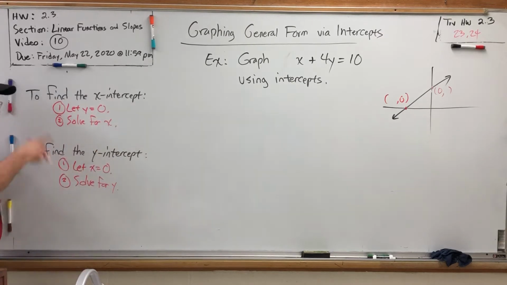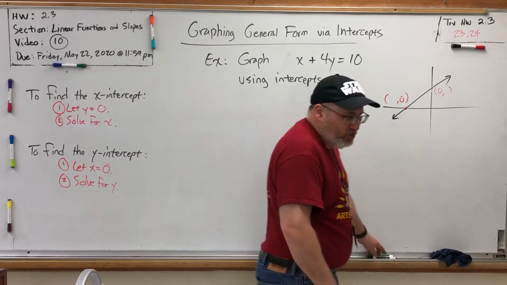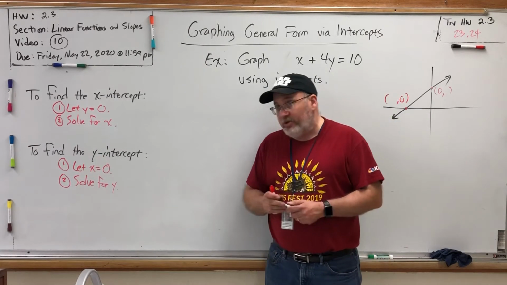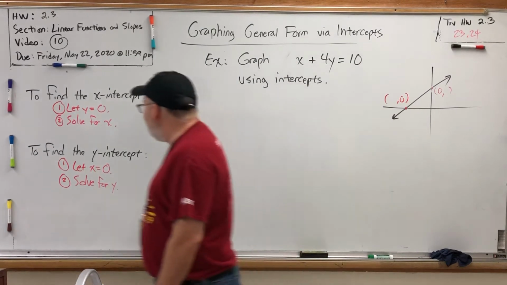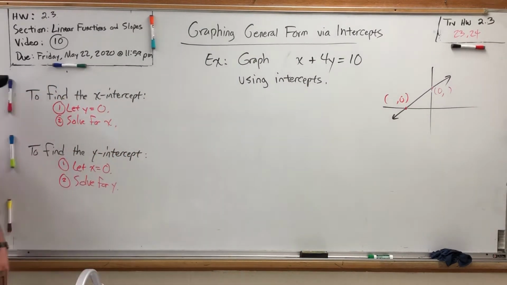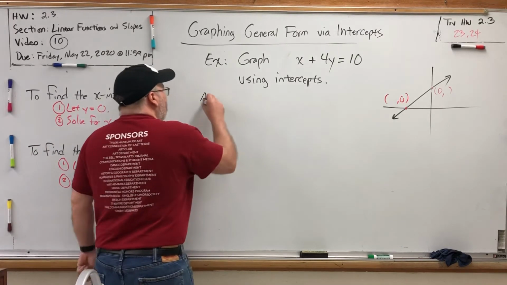And again, this will be a very recurring theme. Every time we look at a new type of function and start graphing it, we will consider intercepts, and we will always spiral back to this. The easiest thing to remember is to find one intercept, you let the other letter equal 0. To find the x-intercept, let y equal 0. To find the y-intercept, you let x equal 0. So let's do that on this one.